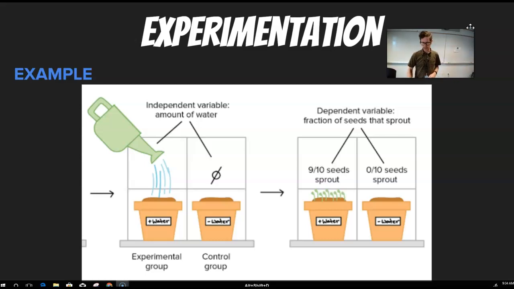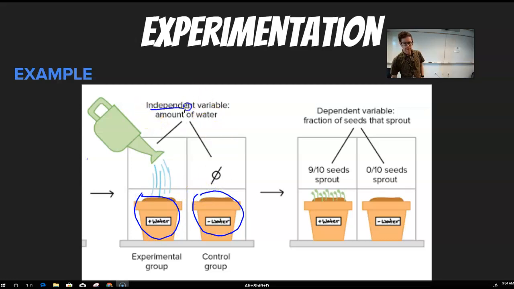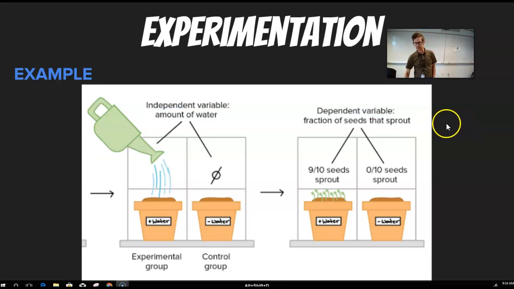So if we ask that question, we might set up an experiment where we have two groups. The first group is one that we water. So this is a pot full of seeds right here that we do water. And this is a pot full of seeds right here that we don't water. So our independent variable right here is water, whether or not we're watering the plants. And that's what we are changing. We set up the experiment, we change one variable, and that is whether or not we water it. And then we are looking for the response in our dependent variable. And our dependent variable is the fraction of seeds that sprout. All right? The thing that we're looking at is, does seed sprouting depend on the amount of water? So that's our independent and dependent variable.